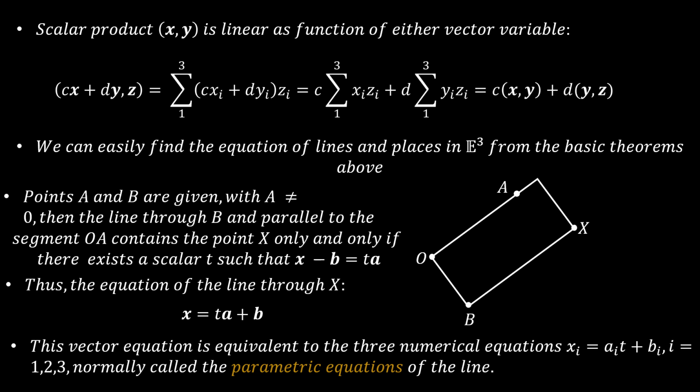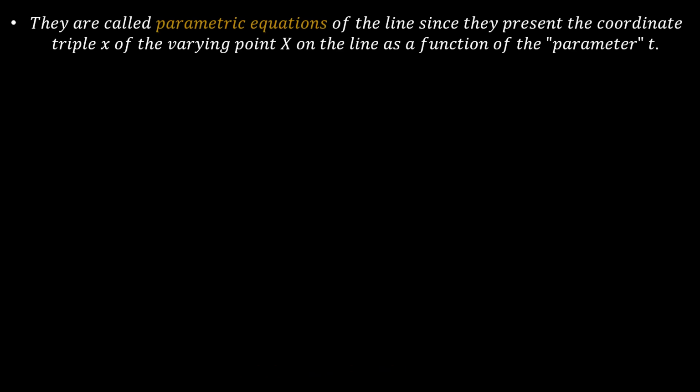This vector equation is equivalent to three numerical equations. Xi is equal to t Ai plus Bi, where the i's indicate the x, y, and z directions, 1, 2, 3. Normally, these equations are called the parametric equations of the line. They are called so since they present the coordinate triple x of the varying point x on the line as a function of the parameter t. So t is a parameter, and that's why we call these equations parametric equations.